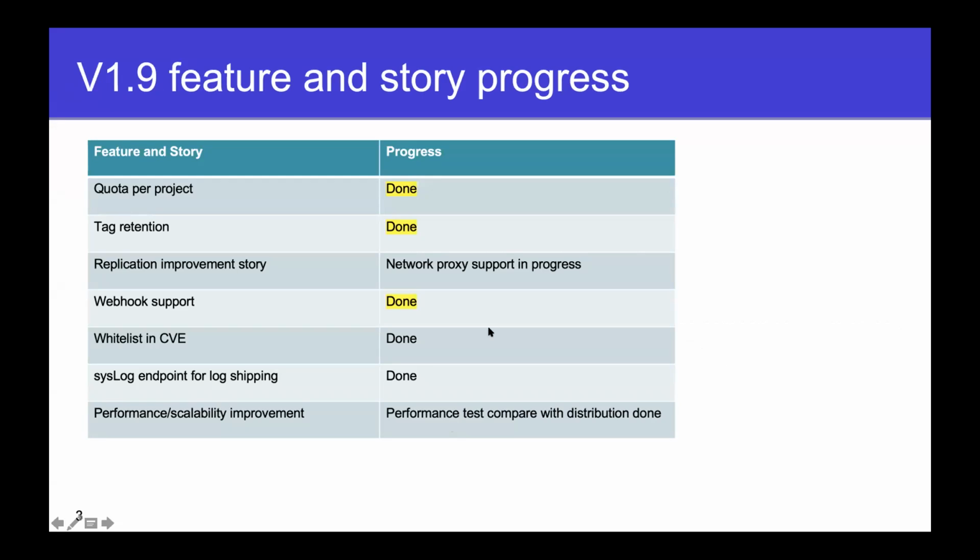In the past 2 weeks, Harbor 1.9 coding is almost done, especially the quota per project and the tag retention. The coding is done, and we are testing. The Webhook PR is also reviewed, and the code is done now. Okay, and the community can do some tests if you prefer.